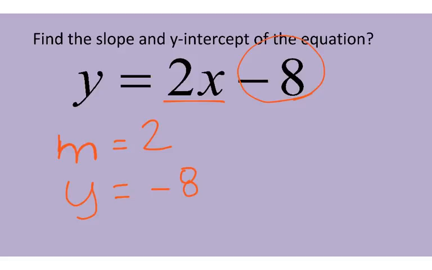Any questions you might have, write them down. We're going to do a bunch of these, and then we're going to take all this information and put it together. Can you look at a graph, a table, and an equation and figure out which ones have the same slope and y-intercept? We'll start working on that after we get done with finding the slope and y-intercept from an equation.